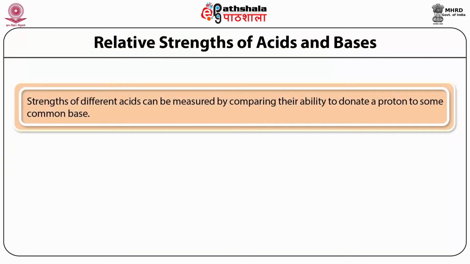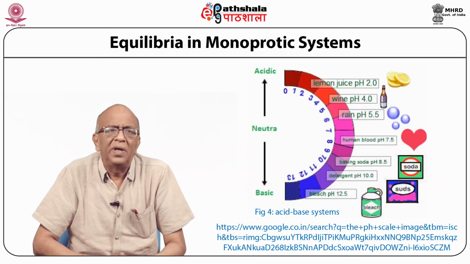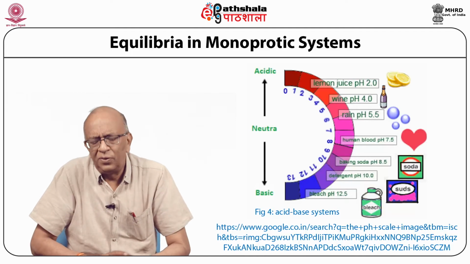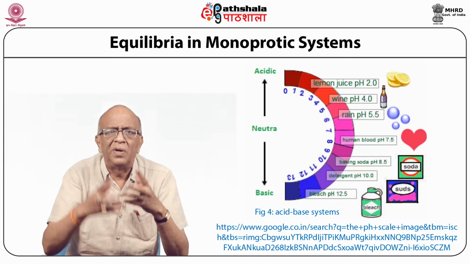The relative strengths of different acids can be measured by comparing their ability to donate a proton to some common base. Likewise, the relative strength of different bases can be measured by comparing their ability to accept a proton from some common acid. Water is selected as both the common acid and the common base for these comparisons. The quantitative measure of this strength is the equilibrium constant for the appropriate proton transfer reaction.